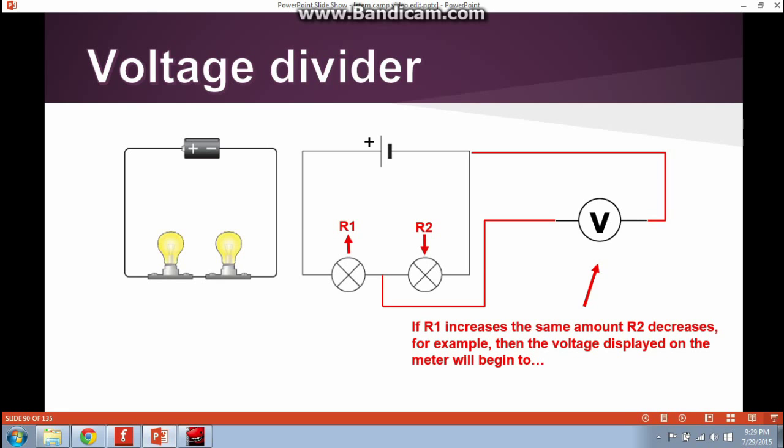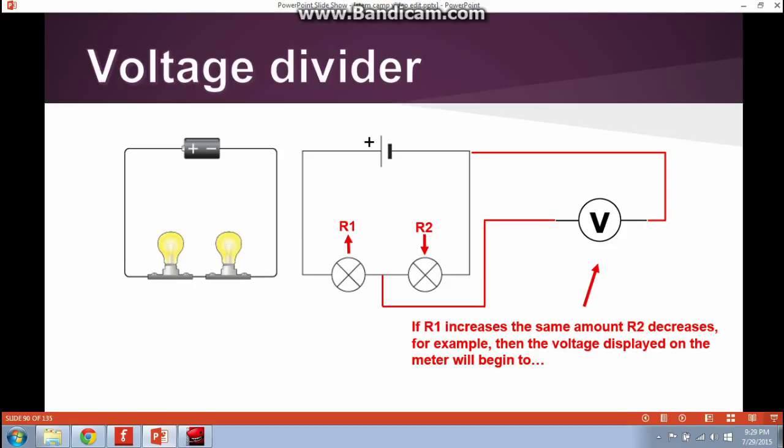So, for example, we're going to call light bulb 1 on the left R1, and the right-hand light bulb R2, and we'll just say that R1 plus R2 is always going to be constant.